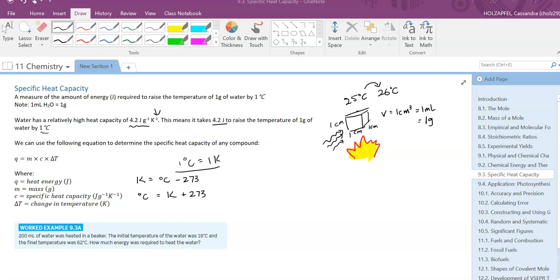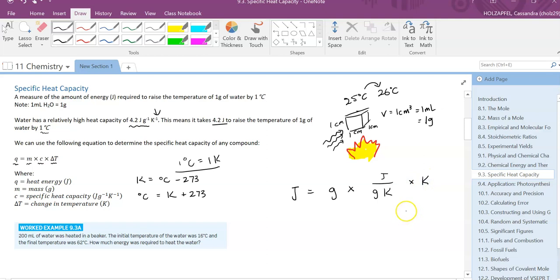Okay, so this is the formula that we're going to use. Q is the total amount of energy that's required. So we have the mass of a substance, the specific heat capacity of a substance, and the change in temperature. These are all the units here, and I'll show you how these units work. So the heat energy, the joules, is going to be equal to the mass in grams times the specific heat capacity, which is joules per gram per Kelvin, times the change in temperature.